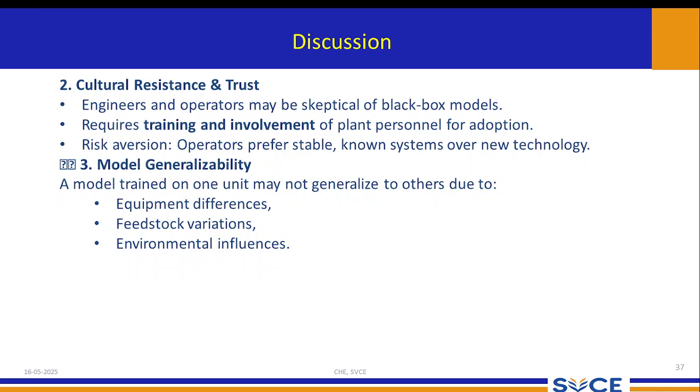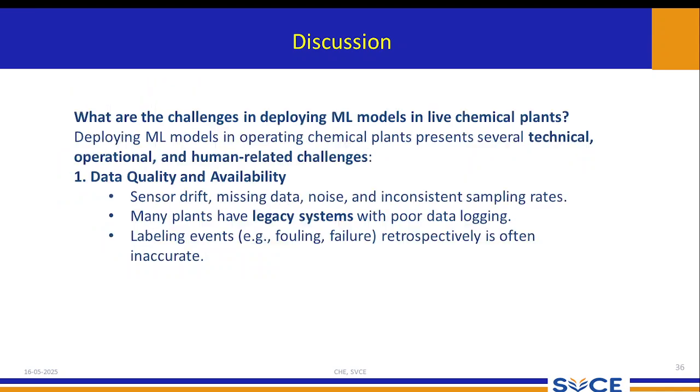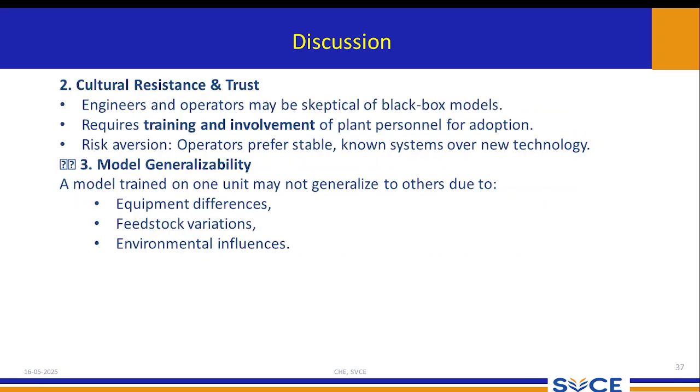The training and involvement of plant personnel for adoption depends on the individual. When I was doing my undergraduate, in third year, I was asked to take down the reading in the reactor every 5 minutes manually, despite the plant having a DCS system, a distributed control system. They asked us to note it down because they were monitoring both ways, manually as well as through the system. So it requires training and involvement of plant personnel for adoption. That is one of the restrictions in deploying machine learning models.